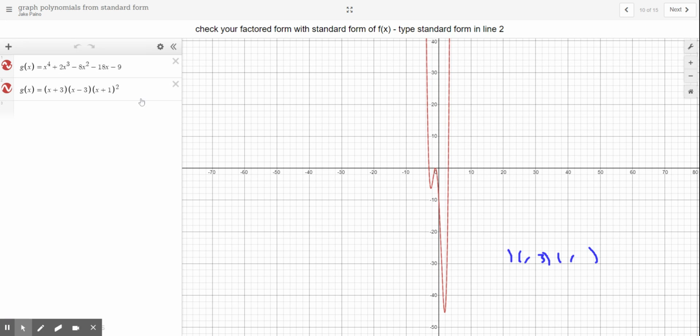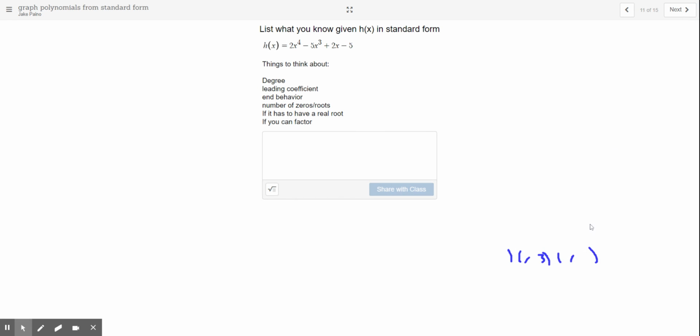So we were able to get a really good sketch from standard form without using technology, just by finding all the rational roots, and really all the roots. We got one more in here. So again, I'll speed this up here. What do we know? The degree is 4. There's 4 possible rational roots.